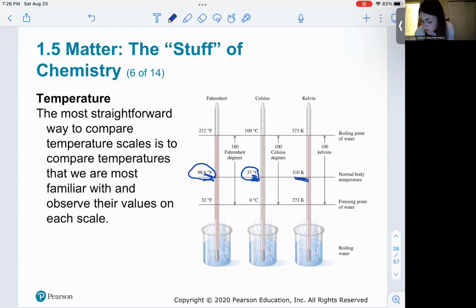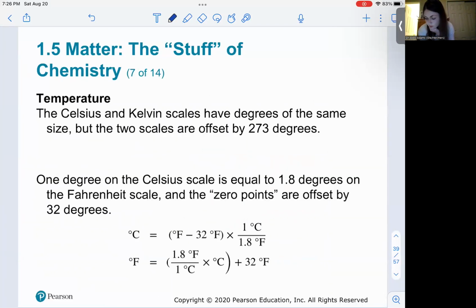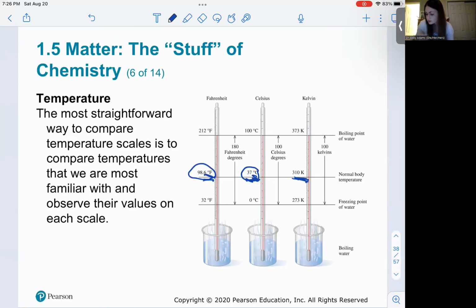All right. And then you have Kelvin over here. So there's a really obvious relationship between Celsius and Kelvin. The two scales are offset by 273 degrees. So that's easy math. You can see if you look back here, it's just a difference of 273 degrees, between here and here, here and here, if we're looking at the freezing points. Really obvious.